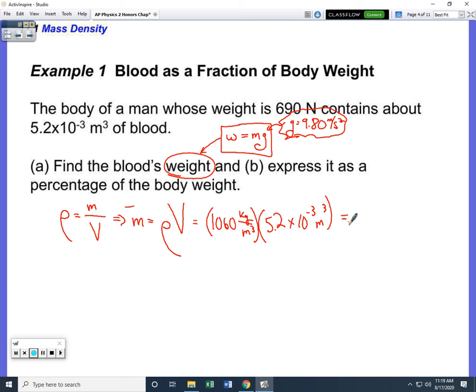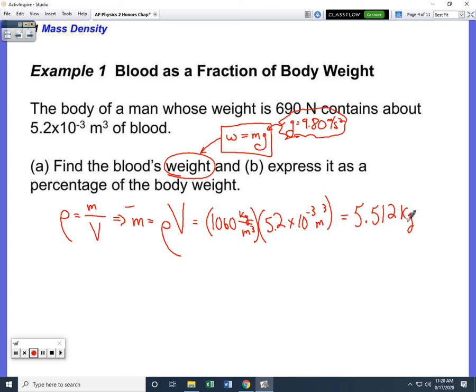I'm going to use my handy dandy scientific calculator just to make this a little bit easier on myself. Times the 1060, and I get that the mass of the blood is 5.512 kilograms. Right now I'm not going to worry about significant figures because I don't actually need to round anything off. I don't always round things off until the very end.